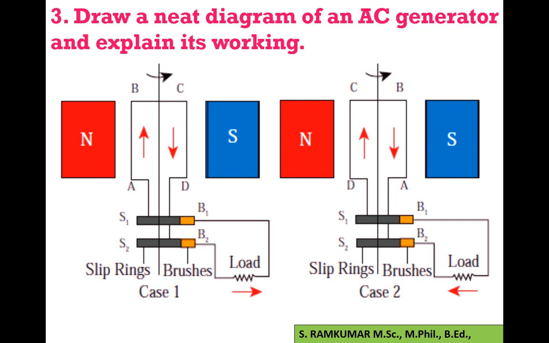Draw a diagram of an AC generator and explain its working. That is the question. So case 1 and case 2. Diagram is given. In case 1, the coil rotates and the direction is from A, B, C, D to B1, that is from B2 to B1. And in case 2, the direction will reverse, that is from D, C, B, A to B1, B2, then the coil rotates.